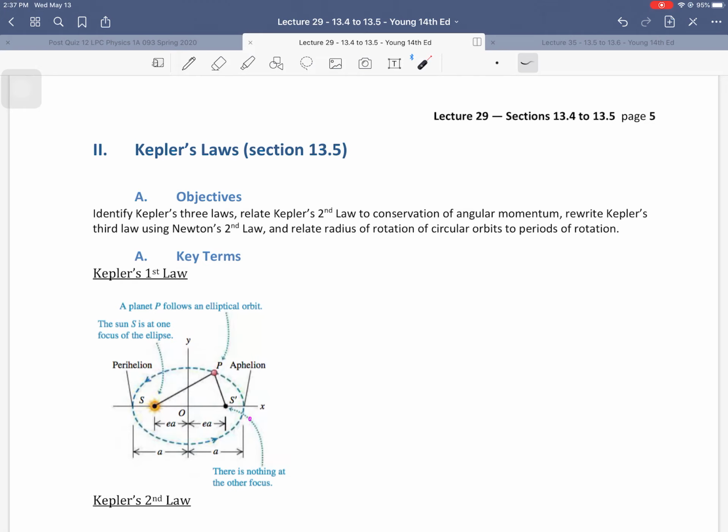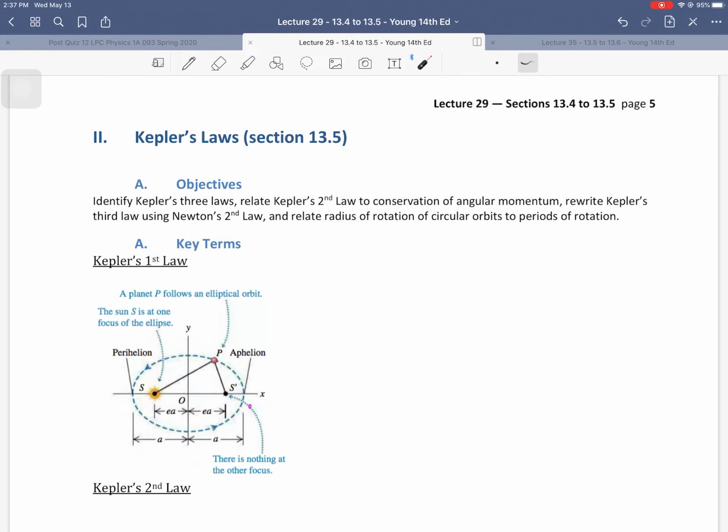Hello and welcome to a brief video lecture where I'm going to introduce Kepler's laws. This is the second video lecture accompanying lecture 29. This lecture will cover section 13.5, whereas the first video lecture for lecture 29 covers section 13.4. These are obviously both from chapter 13, covering universal gravitation, and this is for Young 14th edition.